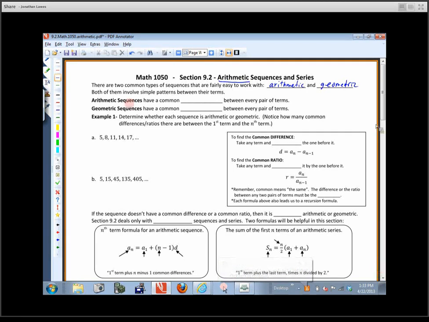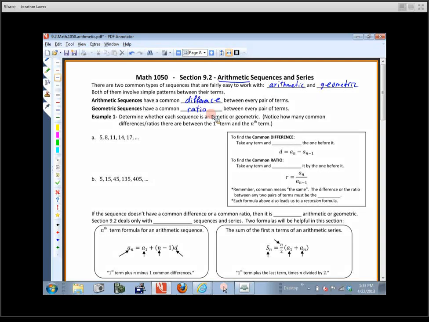Okay. So arithmetic sequences have what we call a common difference in between each pair of terms. And if you have a geometric sequence, then you have a common ratio between each pair of terms. And basically what it comes down to is we're going to figure out how we get from one term to the next. What operation do we use to get from one term to the next? That's going to determine whether it's arithmetic or geometric.